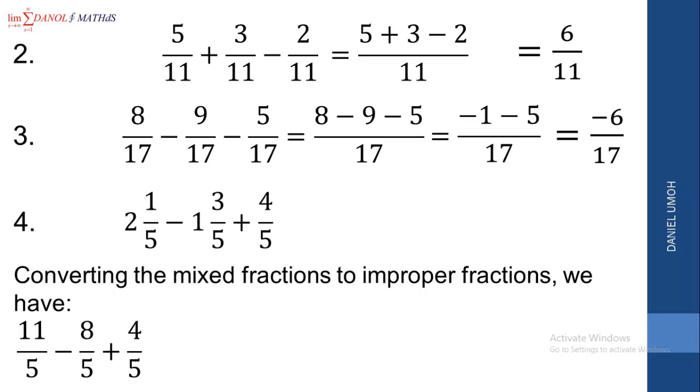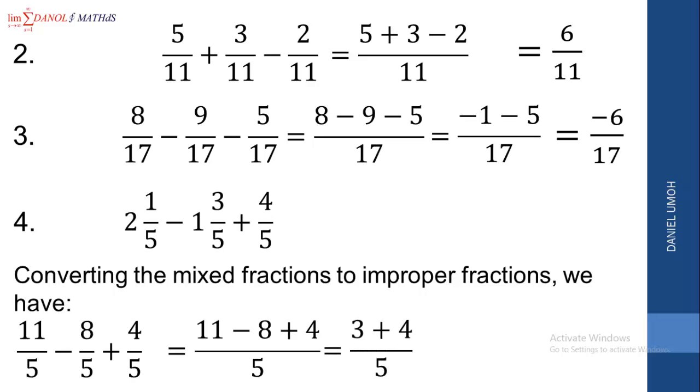Okay, so converting this, we had 11/5 minus 8/5 plus 4/5. You can see that all of these fractions have the same denominator. So what we are going to simply do here is to operate on the numerator, and this is equals to 11 minus 8 plus 4 all over 5. 11 minus 8 gives us 3, then plus 4 over 5. Then we now have 3 plus 4 gives us what? 7 over 5. That's the answer.